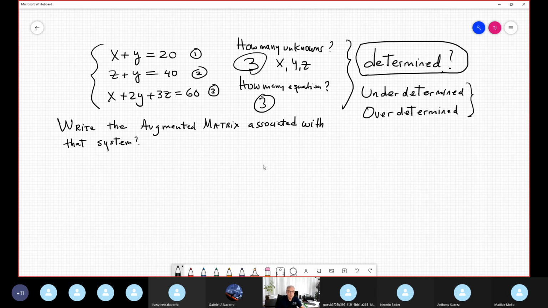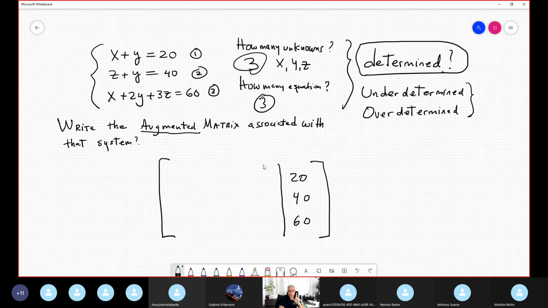I need to create a matrix. I open this big square bracket. So it is an augmented matrix. Remember, in an augmented matrix you separate by a line. In the right part of the line, you put the coefficients, which are 20, 40, and 60, right? Clear or no?